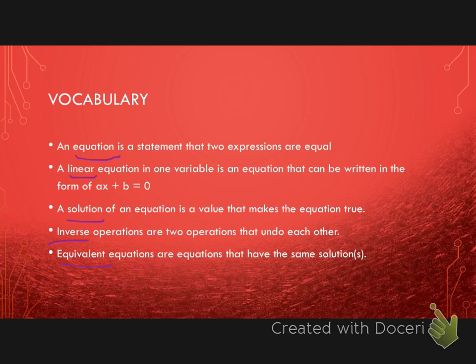An equation is a statement that two expressions are equal. It's got that equal sign in there. A linear equation in one variable is an equation that can be written in the form ax plus b equals 0, where a and b are numbers. A solution of an equation is a value that makes the equation true. Inverse operations are two operations that undo each other, such as addition and subtraction, or multiplication and division. And equivalent equations are equations that have the same solution.